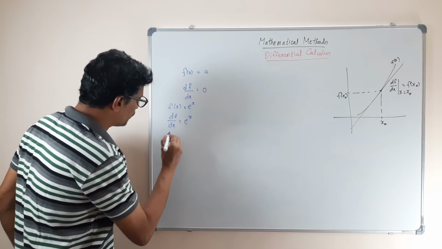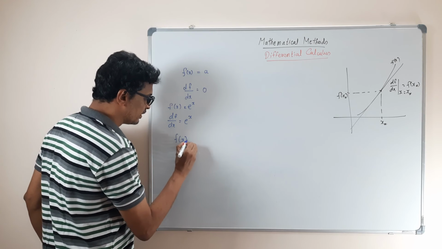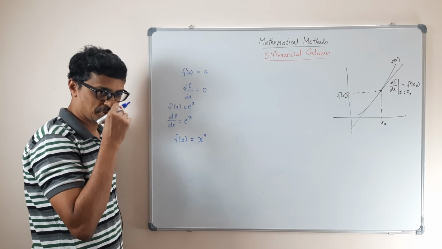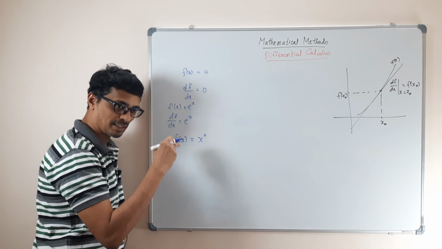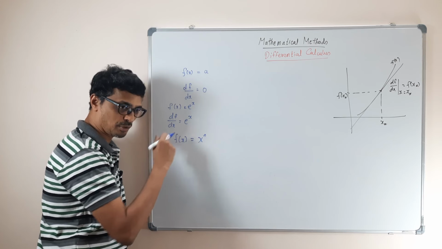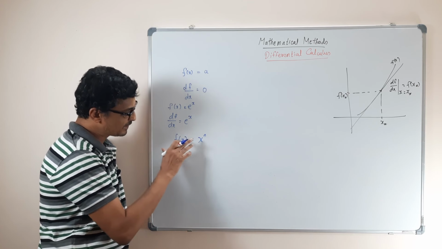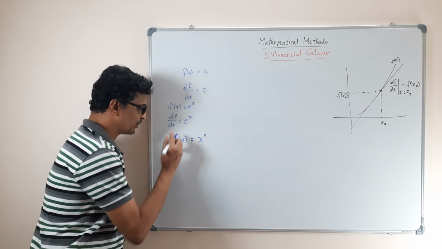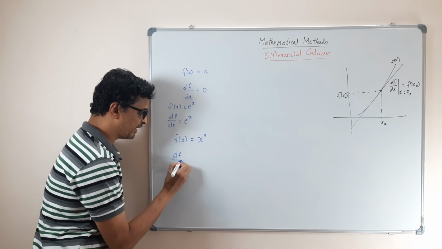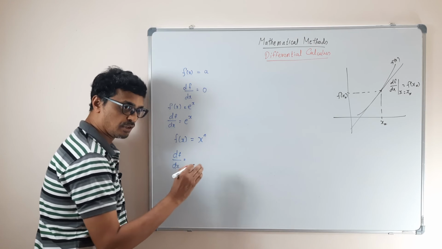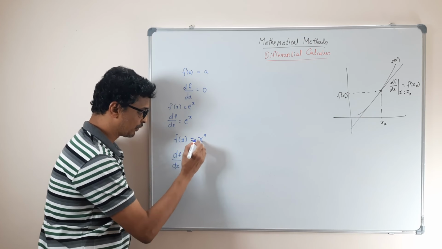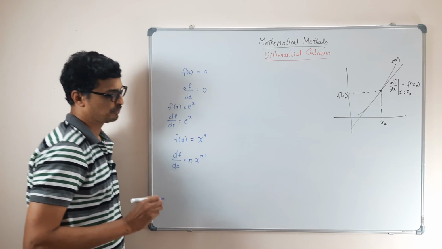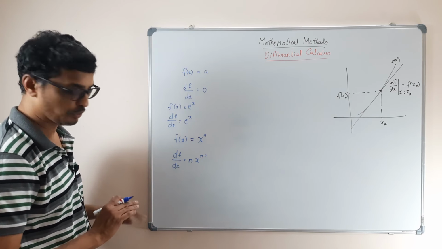Suppose your f of x is equal to x to the power of n, where n is some number. I think we saw this in some mathematics class, in an earlier class also I wrote it like this. So it is simple. This formula is a very common formula you will be using. I'm not going to prove this, you will prove this in 12th standard. df by dx will be n into x to the power of n minus 1. Remember this formula also.